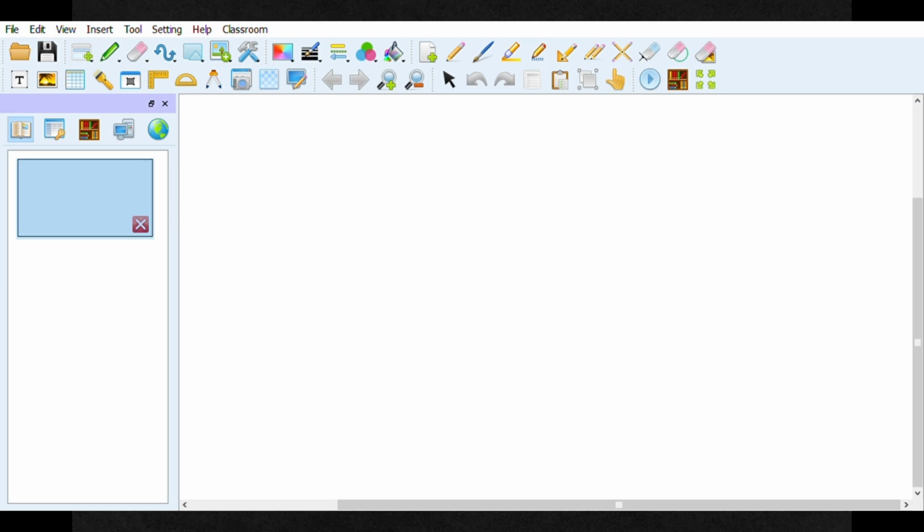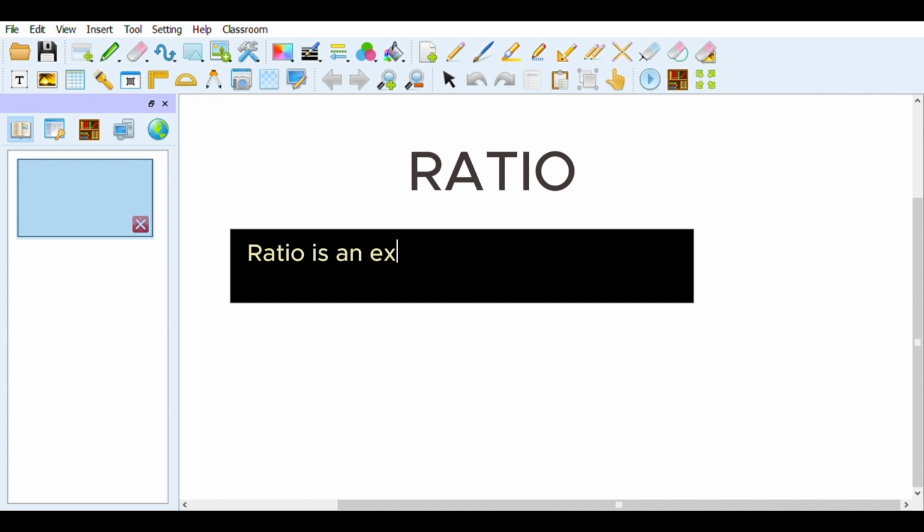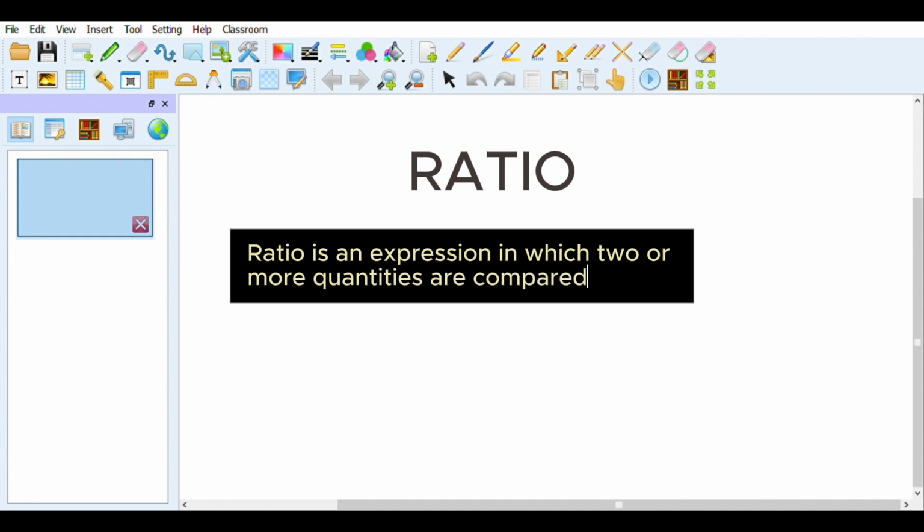In today's class, we will be discussing ratio and proportion. Let's begin with ratio. Ratio is an expression in which two or more quantities are compared. We can express two quantities as both ratio and fraction.